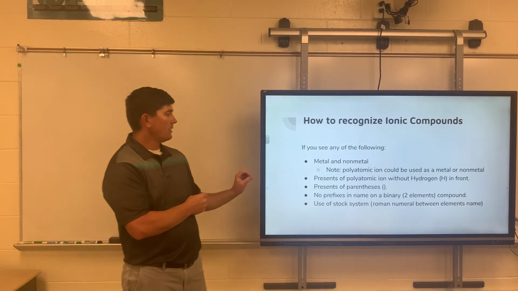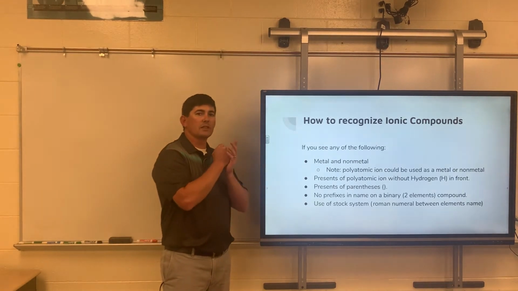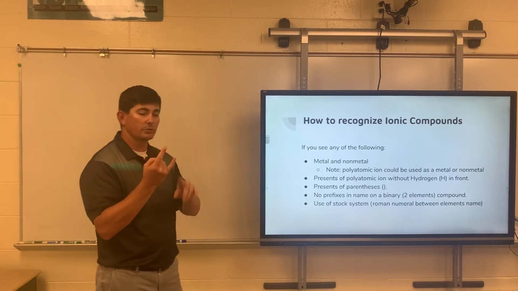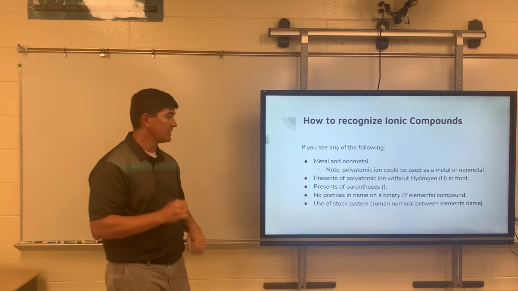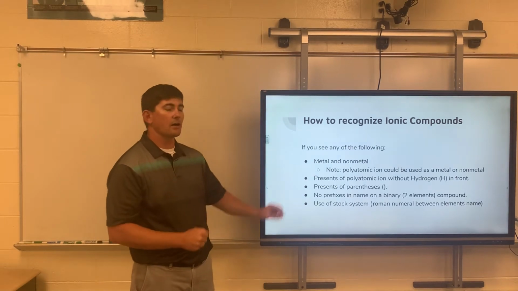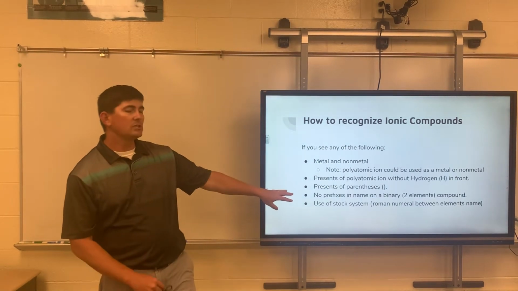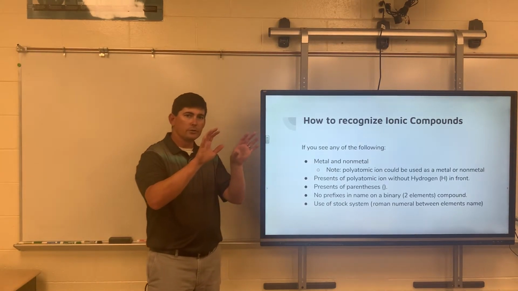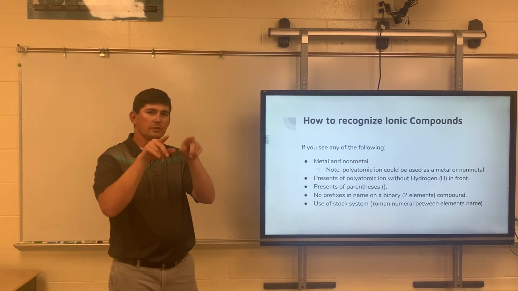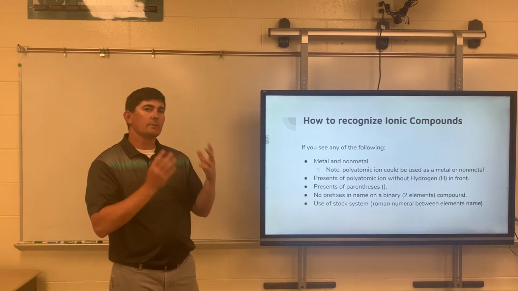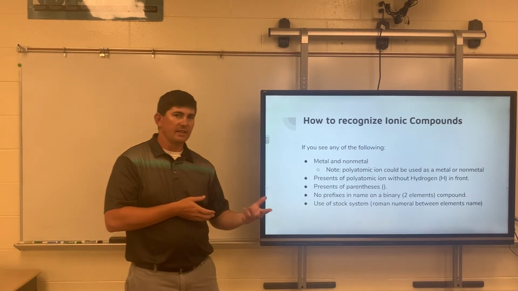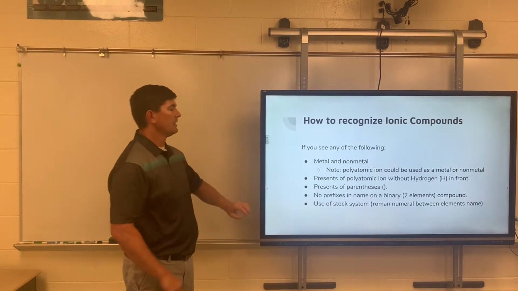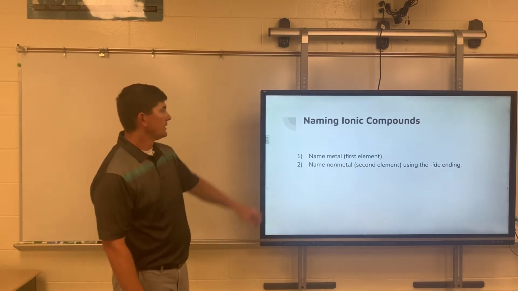All right. No prefixes. If you look at the name and there's no prefixes in the name and it's a binary compound, in other words, there's just 2 parts, just 2 elements, then it's definitely an ionic compound, okay? And then if you see the stock system, so when you look at the name, if between the 2 words, between the 2 names, there's a parentheses and there are some Roman numerals there, that means the stock system, that's definitely an ionic compound. So those are just some keys to recognizing if it's an ionic compound, okay?